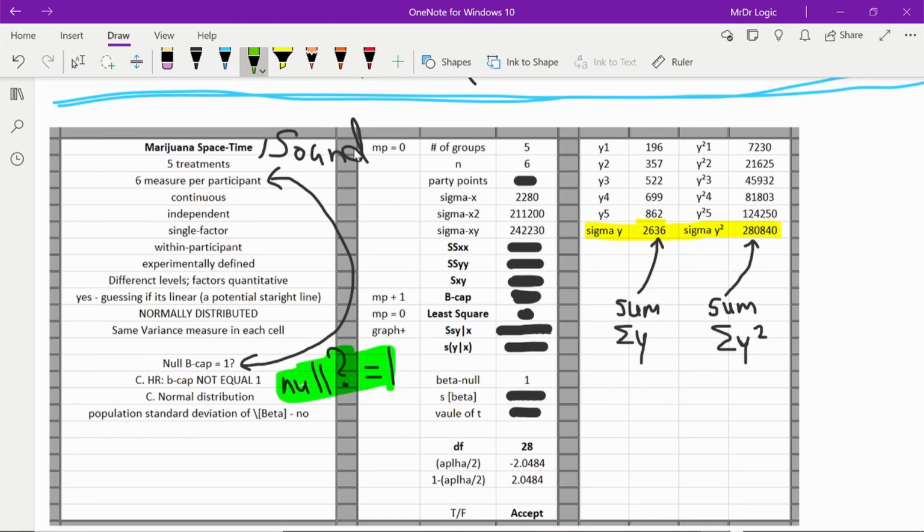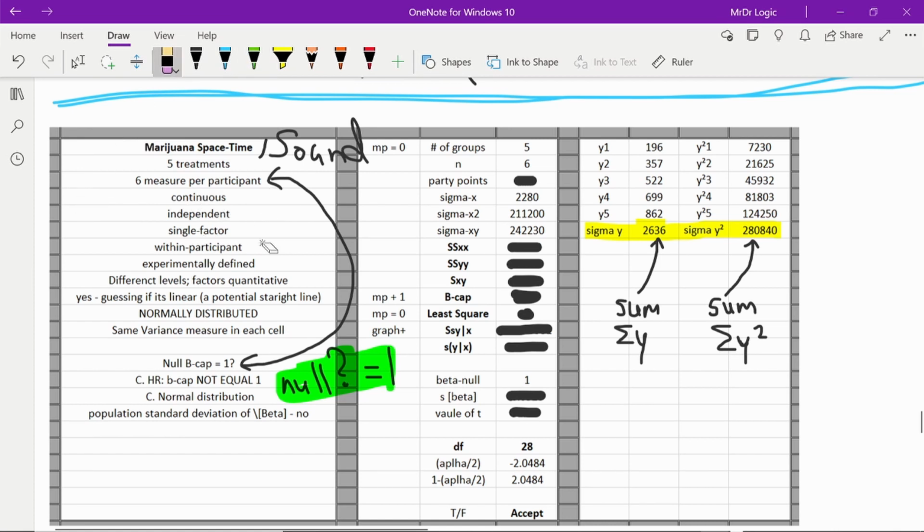So immediately when you see this, you're screwed, because you've got to do all of this now. Okay? So this is going to be an extremely long video, I can already imagine. So we know it's 5 treatments, 6 per measure, because you're going to see R1 instead of P1, R2, R3, R4, R5, R6. So it's going to be 6 measures per participant.